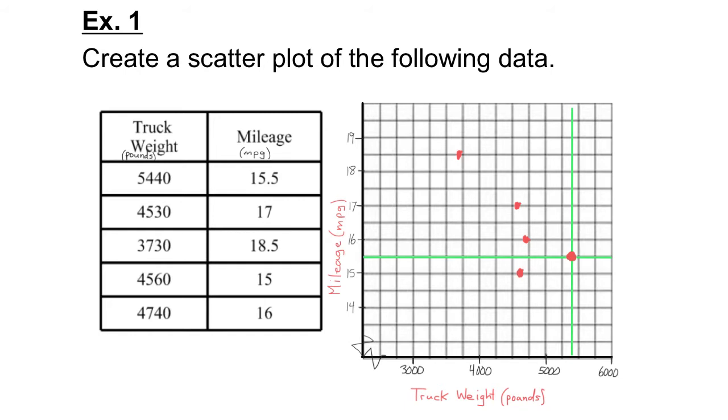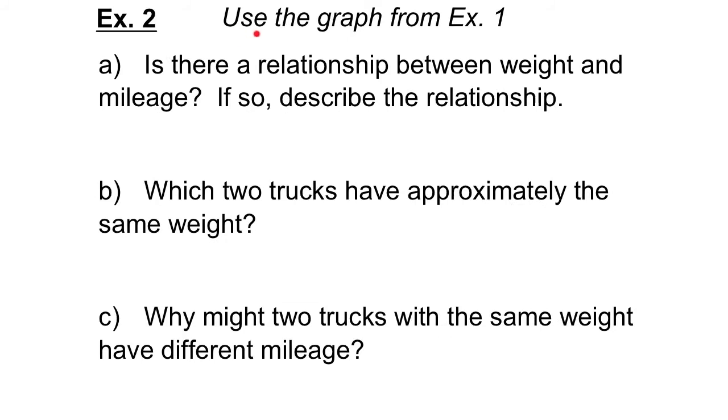So let's look at this scatter plot. We can see as the weight of the truck increases, it looks like overall the mileage decreases. So let's go to example 2, but keep this image in the front of your mind because we're going to be talking about it. Okay, so using that graph from example 1, and just a reminder, it looked something like this, where we had weight going along the independent axis and the dependent variable was mileage in miles per gallon.